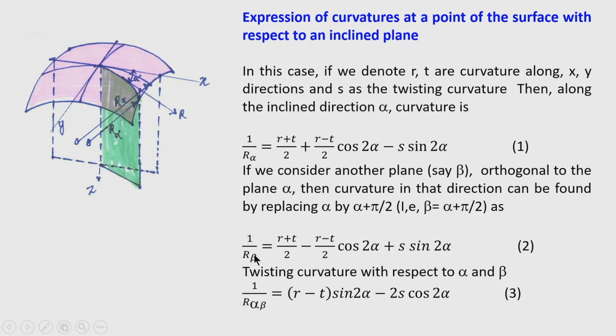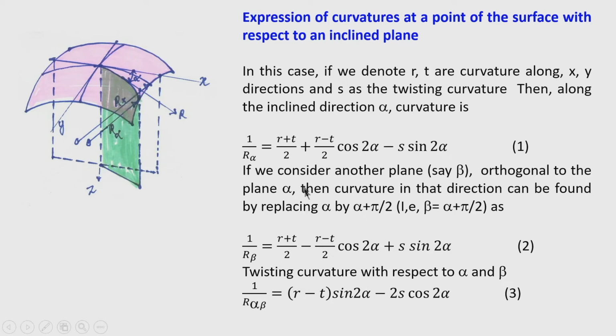R beta is the direction which is perpendicular to the direction of alpha. Okay. Now, the twisting curvature can similarly be found, and it is denoted by 1 by r alpha beta, which is nothing but r minus t sin 2 alpha minus 2 s cos 2 alpha.